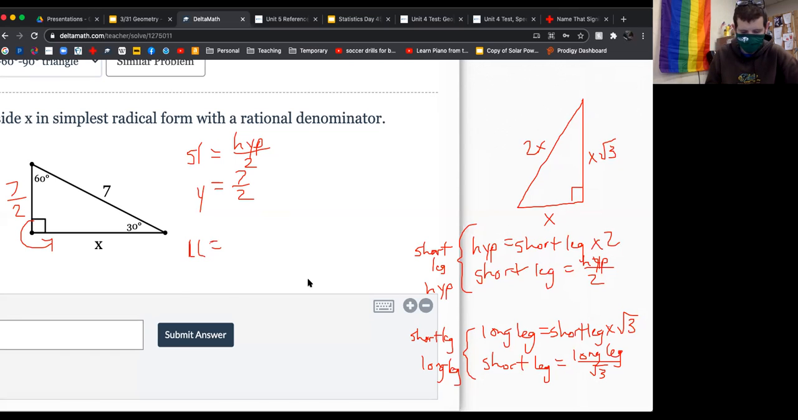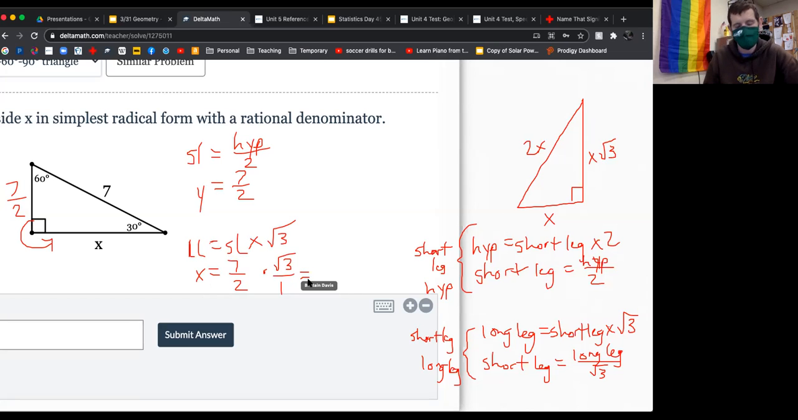I'm just going to multiply by the square root of 3. So it's the short leg times the square root of 3. The long leg is our unknown x. The short leg is 7 over 2, and I'm going to multiply that times the square root of 3. And again, any number can be written over 1.